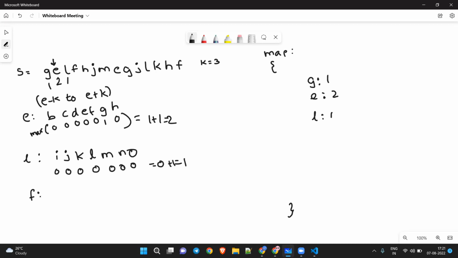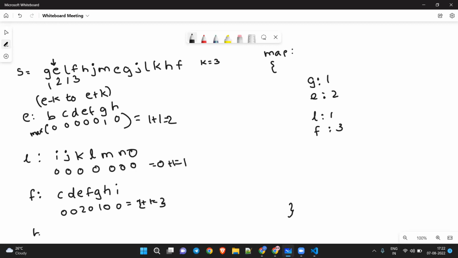Then we have F. For F, we have the valid letters as C, D, E, F, G, H, I. So far we have only E and G, the rest all zero. So we have E as 2 and G as 1, the rest all zero. So it will be 2 plus 1, 3. So F will be 3.